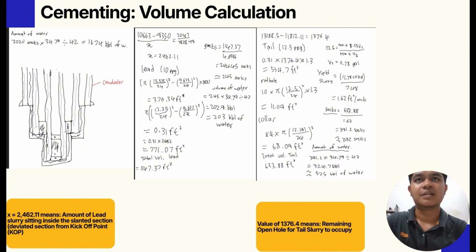So continuing to the production casing. Since it starts at the deviated point from the kickoff point, the calculation slightly differs, but it still follows the same steps, which are the total volume, the slurry yield, the amount of sacks, and the amount of water used. So to point out, the value of X amounts to the length of slurry sitting inside the slanted section, and the value of 1376.4 means the remaining open hole for tail slurry to occupy.